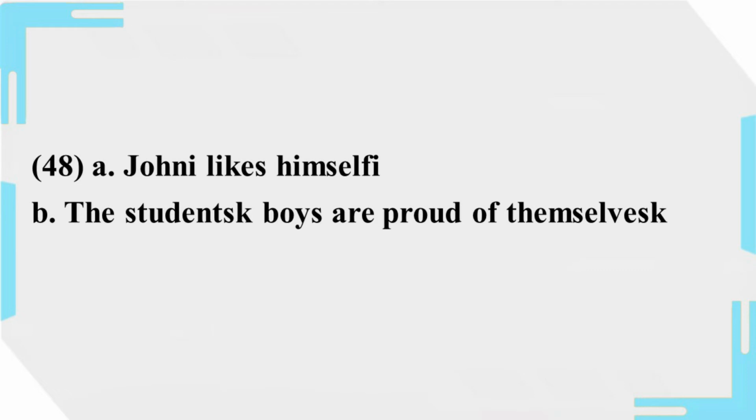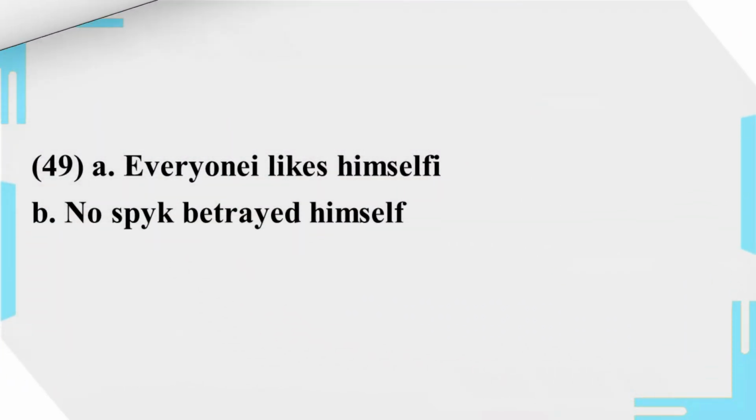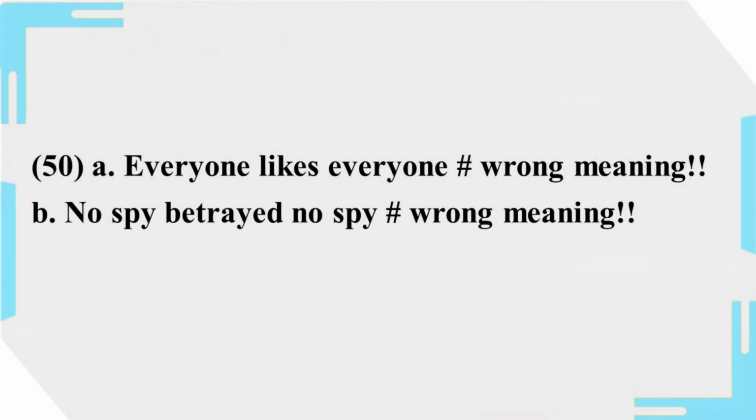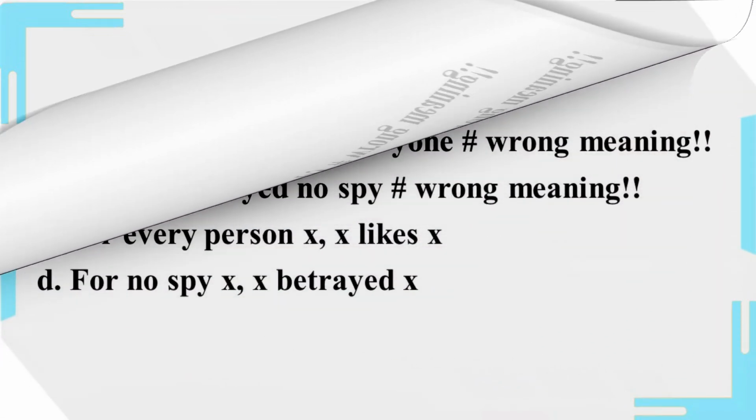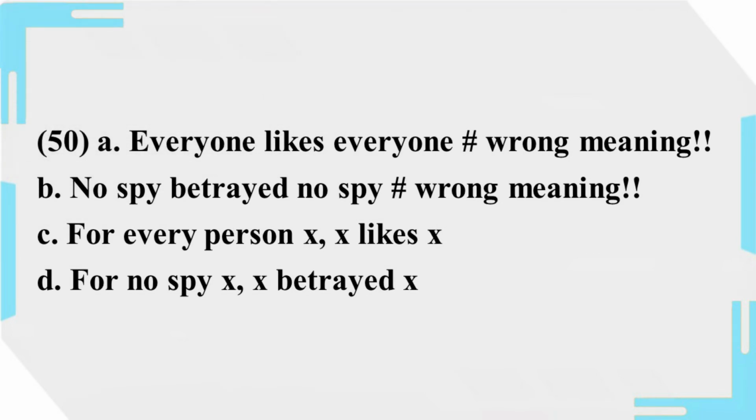They can also be quantified DPs like the following, allowing us to express things that really cannot be expressed in any other way. Everyone likes himself. No spy betrayed himself. These sentences cannot be paraphrased the way we did for names or descriptions as in the succeeding A and B sentences. This would give a completely different meaning.